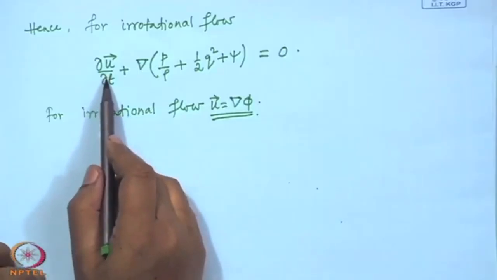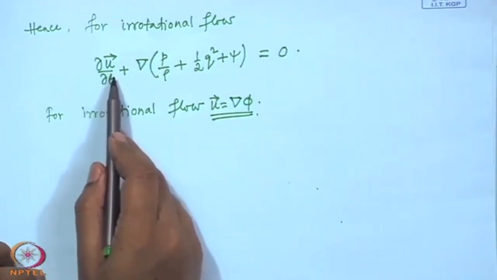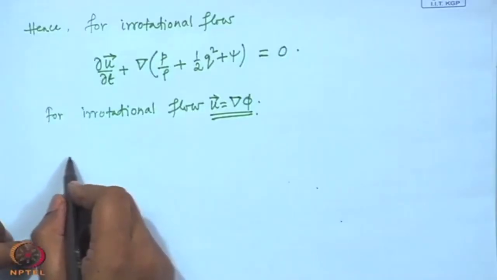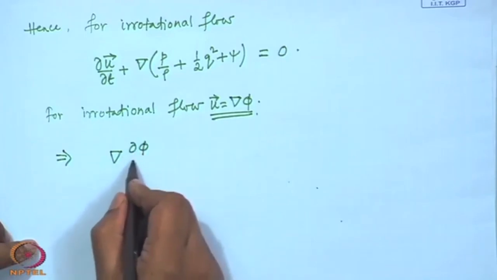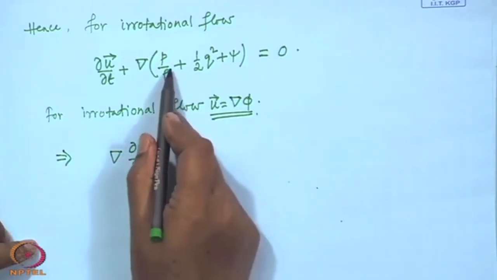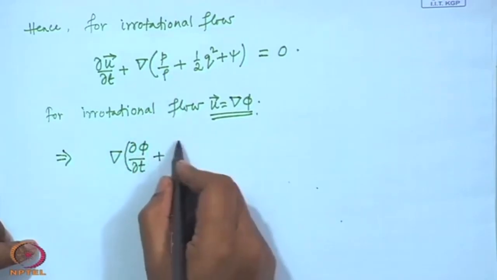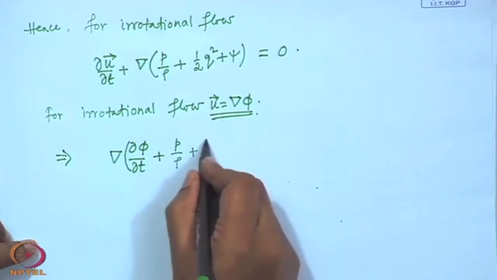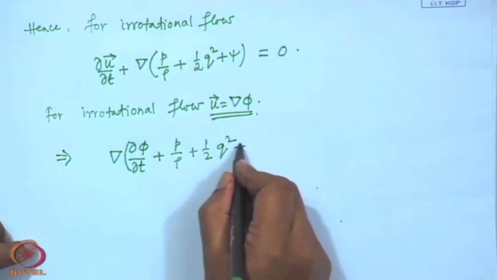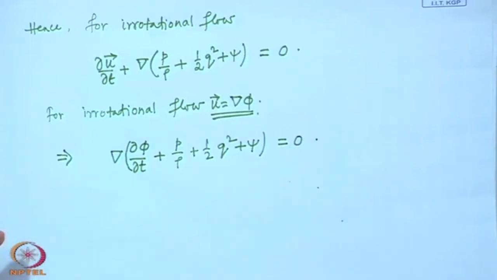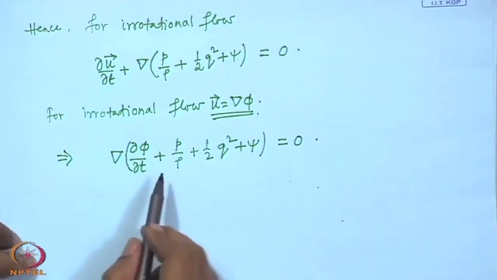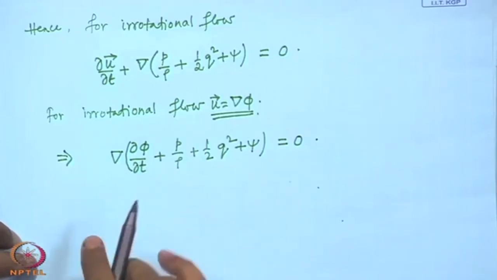So, these terms become now d dt of gradient of phi, which also you can write as gradient of d phi dt. So, writing that, this now becomes gradient of d phi dt, and since this is also a gradient, we can put all of them together: gradient of d phi dt plus p by rho plus half q square plus psi. So, we see that for irrotational flow, this term is now constant.